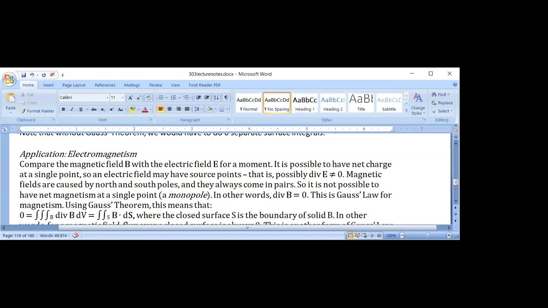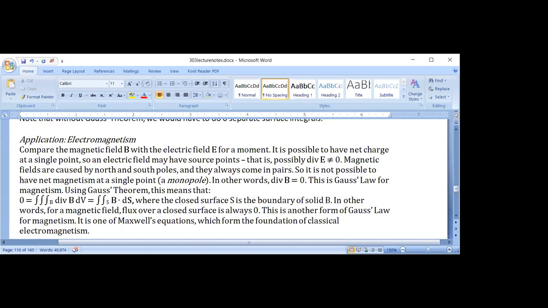So in other words, for a magnetic field, flux over a closed surface is always 0. And that's another form for Gauss's law for magnetism. And this is also one of Maxwell's equations, and that forms the foundation of classical electromagnetism.